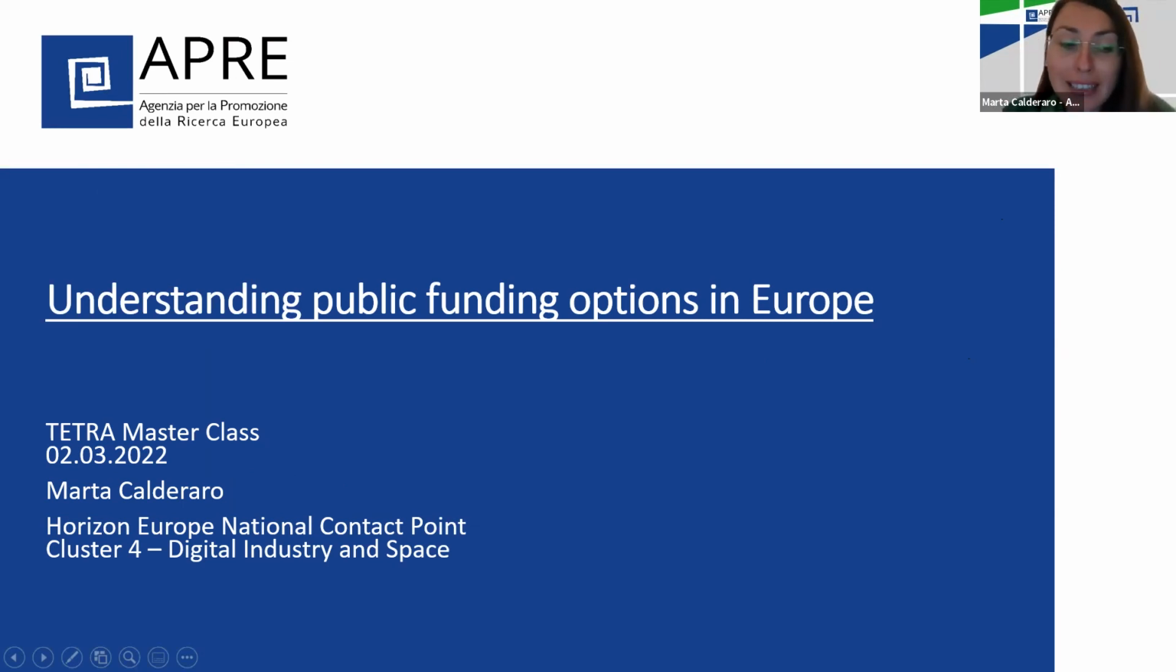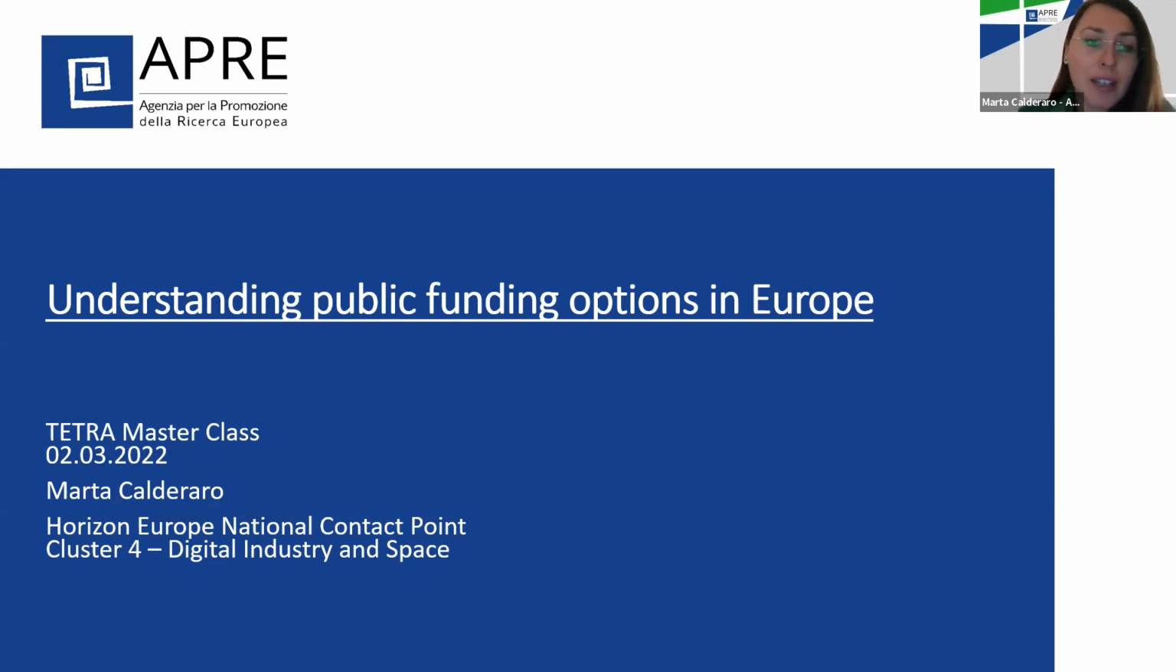So actually, I'm Marta Calderaro. I'm coming from the Italian Agency for the Promotion of European Research. And I'm a national contact point in Horizon Europe in Cluster 4, Digital Industry and Space, as well as in the European Innovation Council. Today, I'm happy to be here because the Next Generation Internet Initiative, as you may know, is a really relevant initiative. It was in Horizon 2020, and it is in Horizon Europe, and we will see also in the future how much this will be enhanced by the European public funding.